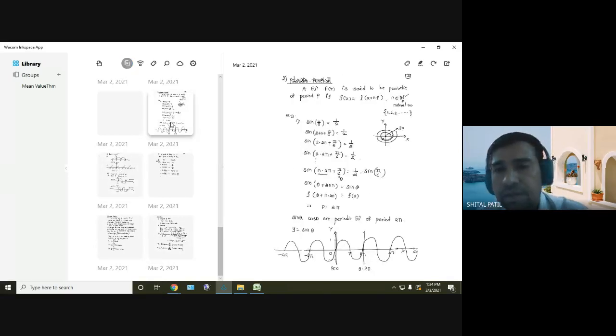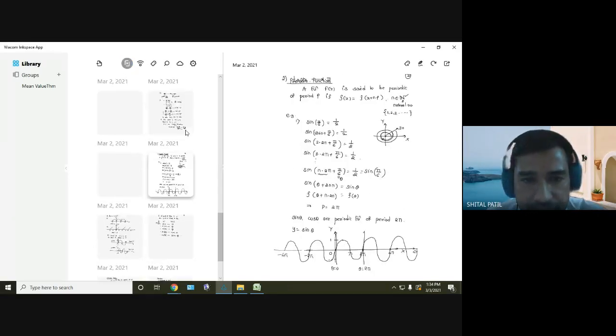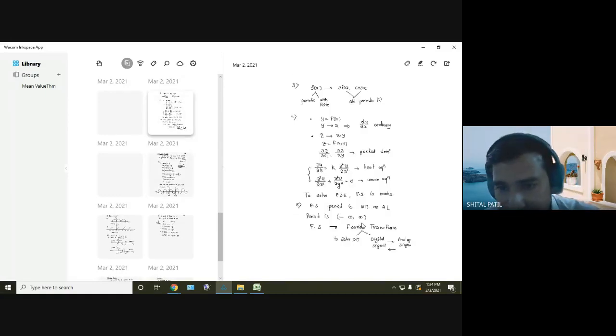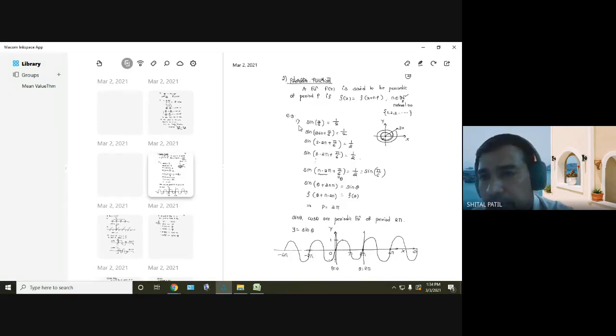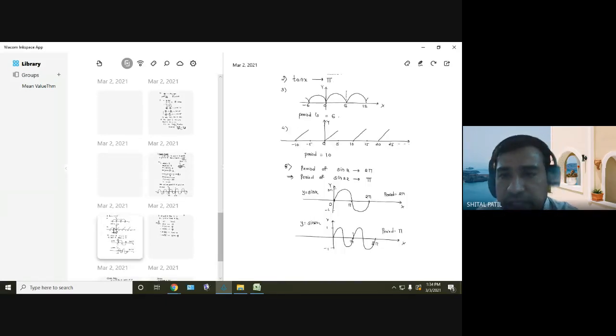Okay, yes. Then we started with different concepts. Here we understood what a periodic function is. A function f of x is said to be periodic of period p if f of x equals f of x plus np, where n is any natural number. We know what the natural numbers are. So sin x and cos x are periodic functions of period 2 pi. After that, we understood that this is also a periodic function.